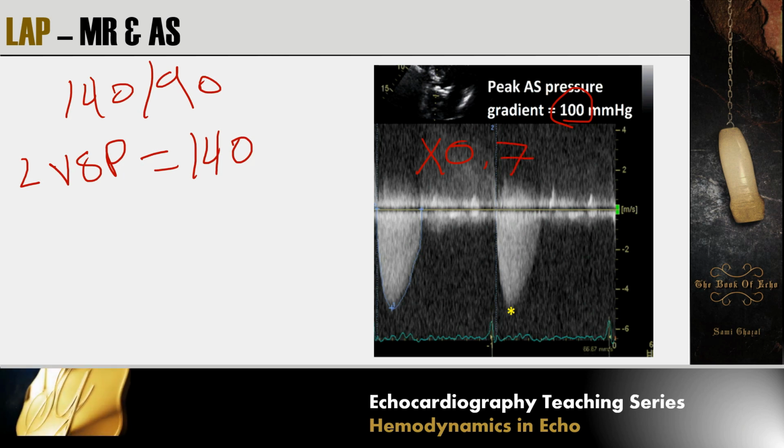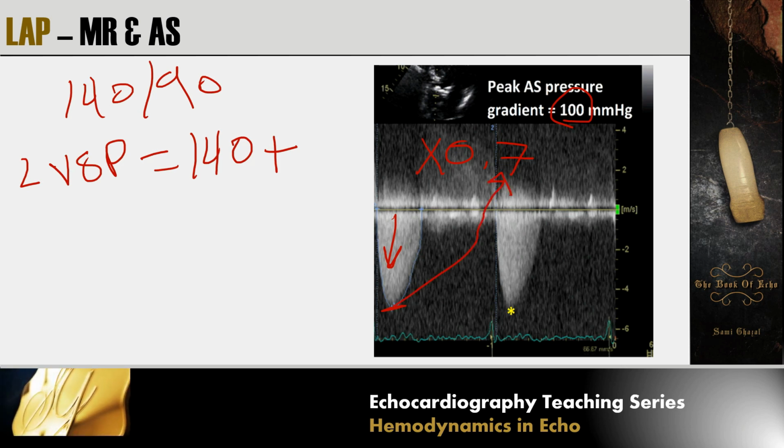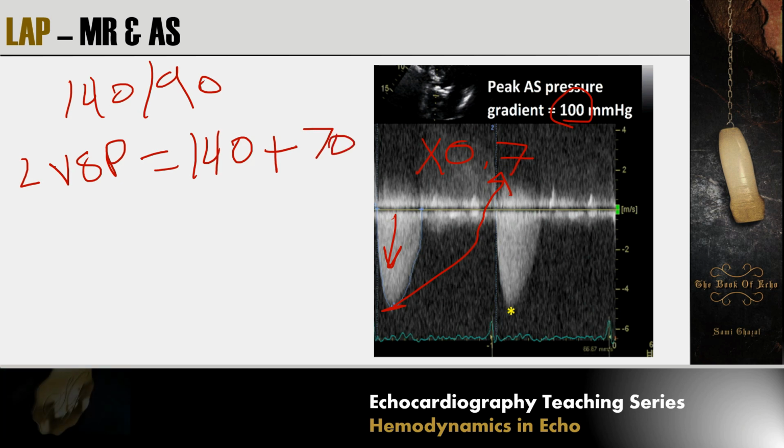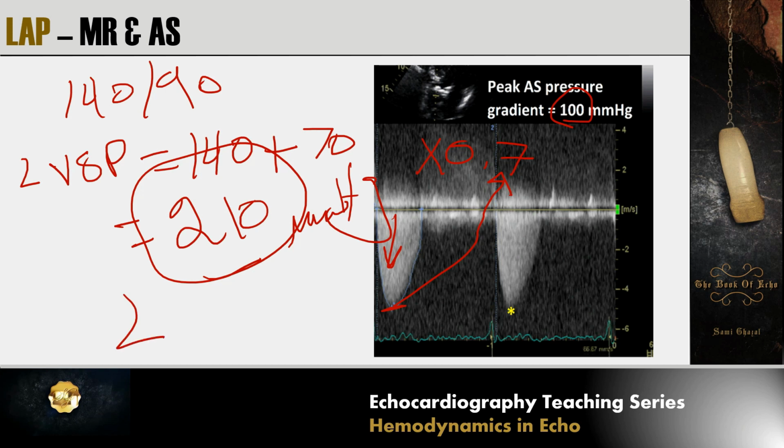So LV systolic pressure will equal 140 plus the gradient. Because the direction of the flow is from LV to the aorta, the difference between them is this pressure gradient, which is 100. So 100 times 70% is 70. Now the LV systolic pressure will equal 210 millimeter of mercury. From that, now we can estimate the LA pressure from mitral regurgitation jet.